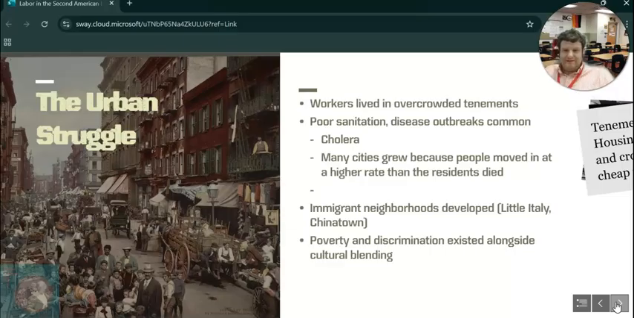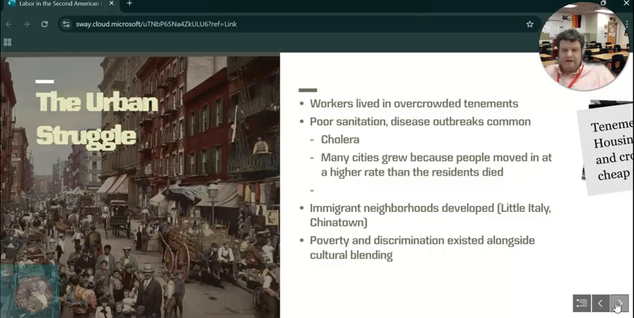Workers often lived in these overcrowded buildings. We'll talk about them more in a second. And cities had really bad sanitation problems. In the 1800s, a lot of places didn't really have sewer lines or designated trash services. So people would dump trash, they'd have outhouses, and they might throw trash out in the street or throw it in the lot behind the apartment.